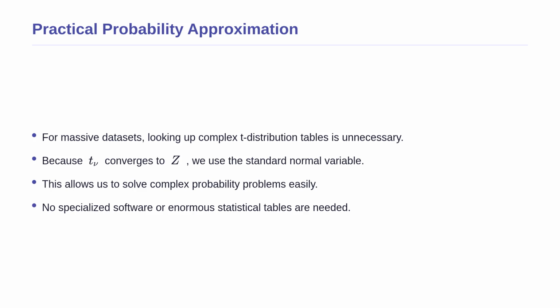Now that we have used this formula, let us understand how this helps us in the real world. When researchers analyze massive data sets with hundreds or thousands of degrees of freedom, looking up exact values in a massive t-distribution table is completely unnecessary. Because the t variable converges to the standard normal variable, denoted by z, we can simply swap them out. This limiting form property allows us to solve complex probability problems for massive sample sizes easily using the basic standard normal tables we already have. We do not need specialized software or enormous statistical tables to get highly accurate results.